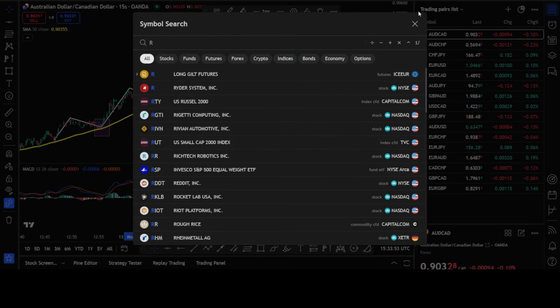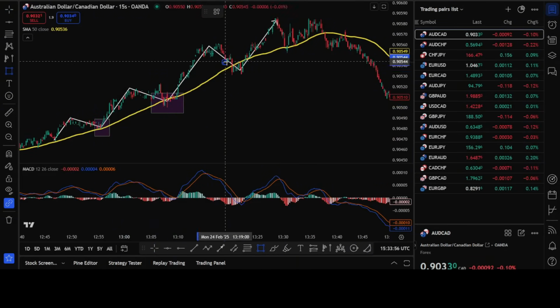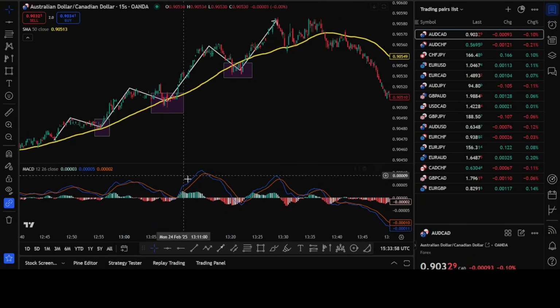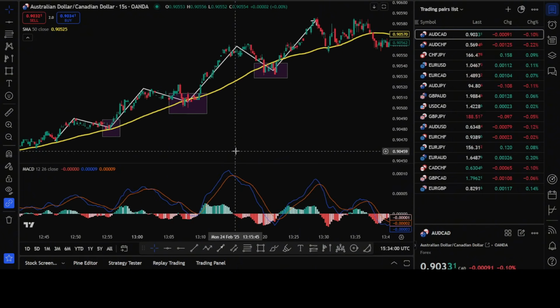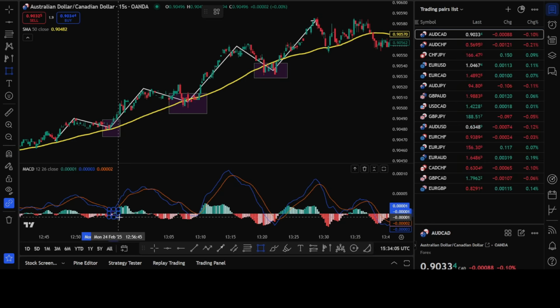Local structures and wave movement. White lines illustrate zigzag price movement, outlining wave structures. The market is forming higher highs and higher lows with upward impulses and pullbacks.